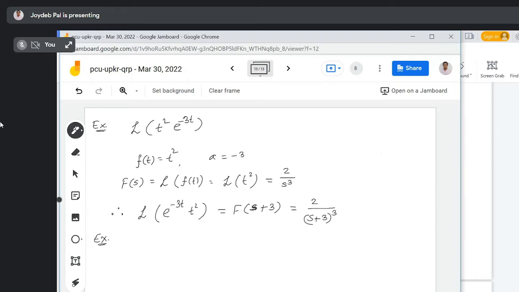So this type only you can write. Now a typical type of problem can be formed by using Laplace inverse. So I am asking the Laplace inverse of 2s plus 1 divided by s plus 1 whole square plus 4.